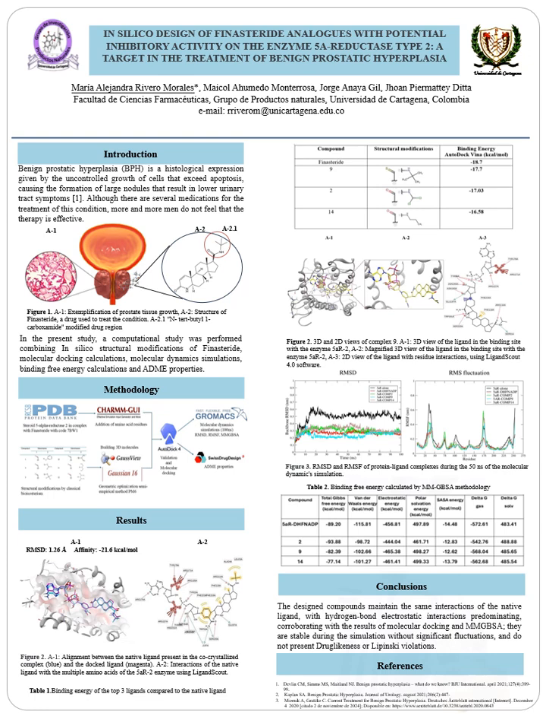I'm a student at the University of Cartagena, and the name of my presentation is In Silico Design of Finasteride Analogues with Potential Inhibitory Activity on the enzyme 5-alpha reductase type 2, a target in the treatment of benign prostatic hyperplasia. Benign prostatic hyperplasia is a histological expression given by the uncontrolled growth of cells that exceed apoptosis, originating the formation of large nodules that result in lower urinary tract symptoms and other complications.